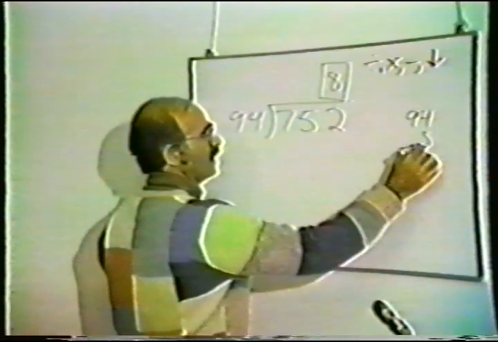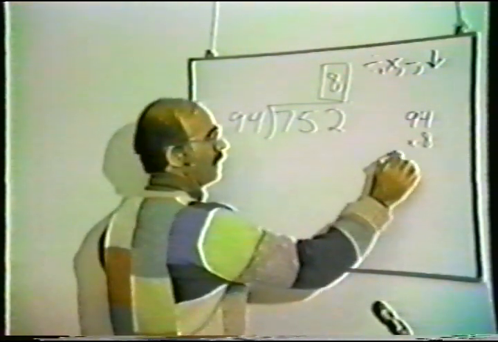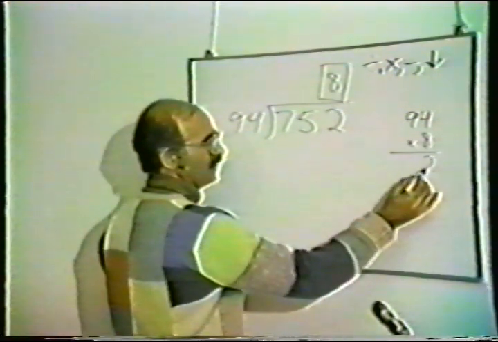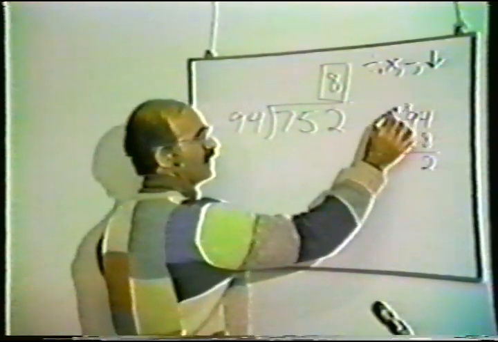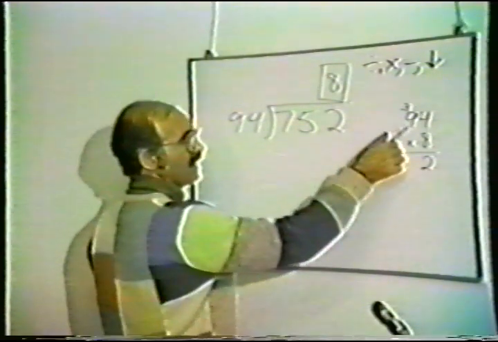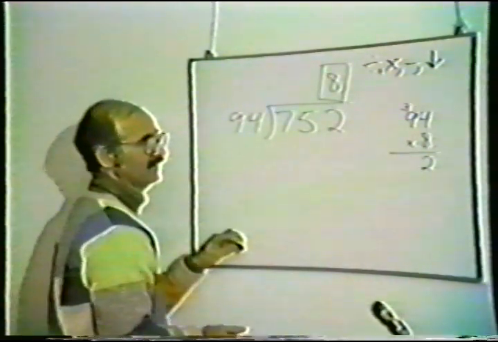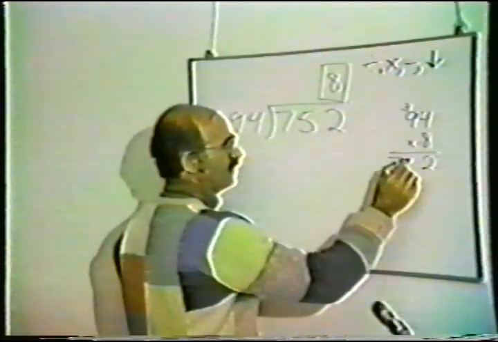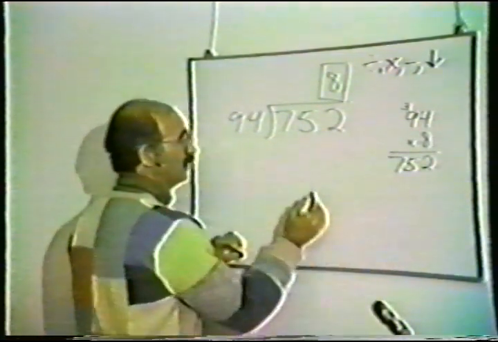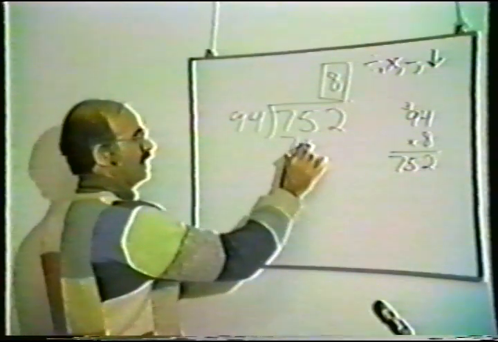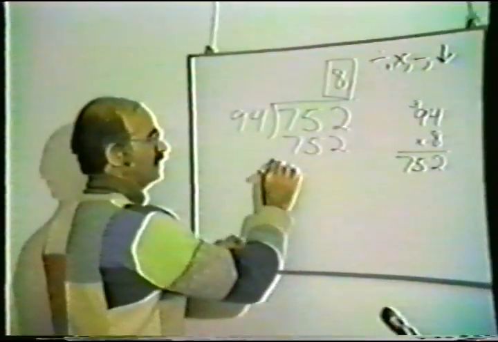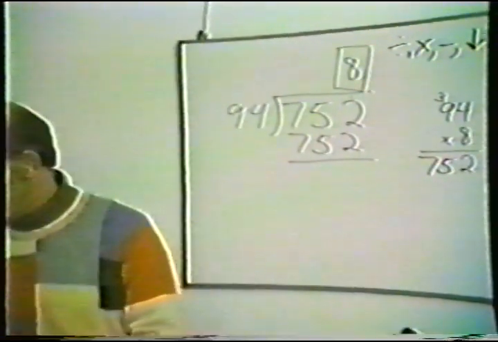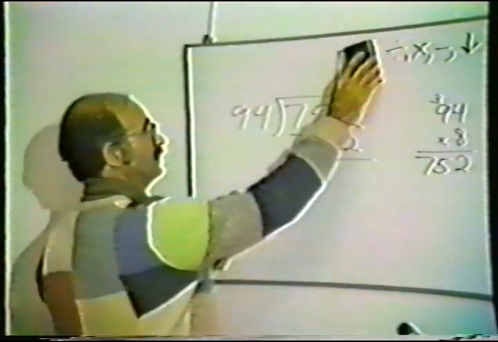94 times 8. 4 times 8 is 32. Put down the 2, carry the 3. 9 times 8 is 72. Plus the 3, 75. 752. Is that good or bad? Good. Very good. Came out exactly even, and the check has already been done.